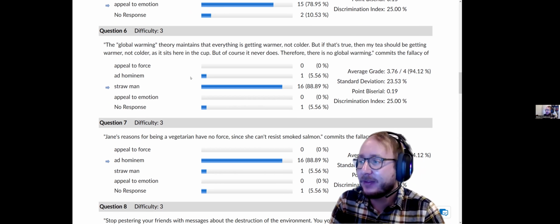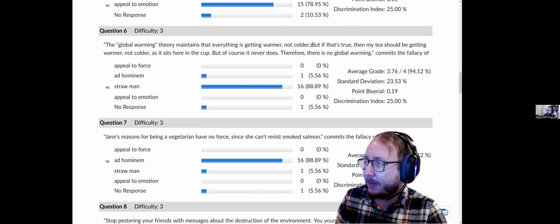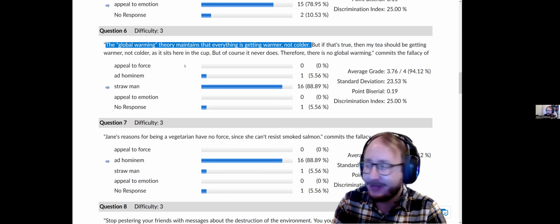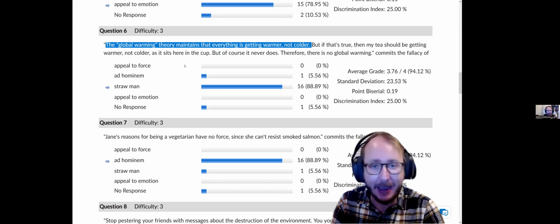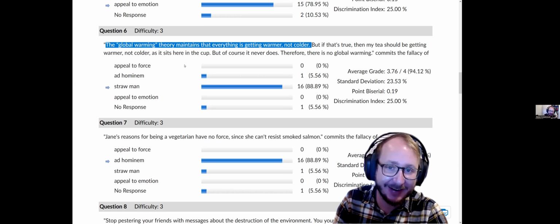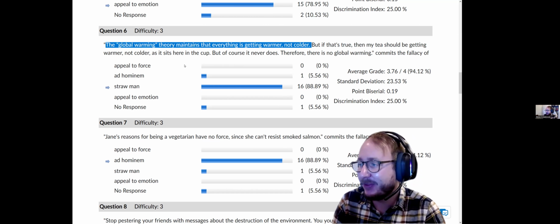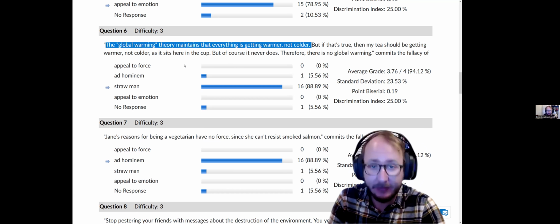Question 6. Global warming. The global warming theory maintains that everything's getting warmer, not colder. The conclusion here is that there is no global warming. The problem is that this isn't what global warming means. It's not saying that everything is getting warmer all the time. It's saying that on average, the Earth climatologically is getting warmer, right? That's compatible with certain parts of the Earth getting a little cooler, right? Including your tea sitting there in the cup. So this is just a straw man. It misrepresents what the view of global warming is, right?